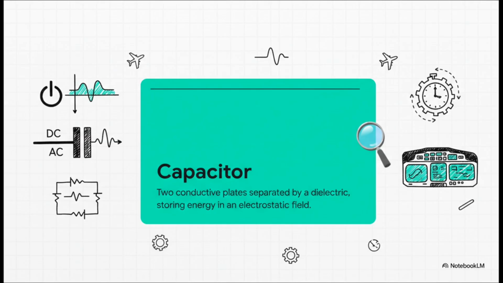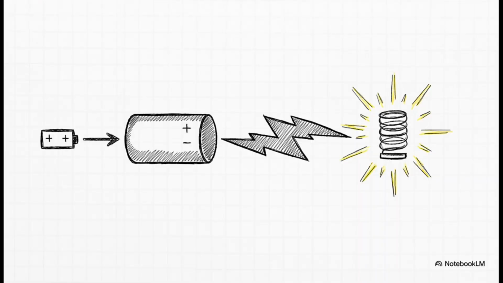It blocks the steady flow of DC, but it passes AC. This single characteristic makes it absolutely indispensable for things like power supply filtering, signal coupling, and building the precise timing circuits that all digital avionics rely on. The formula for energy stored in a capacitor is W equals 1/2 CV squared. Notice that V is squared. That means the energy storage capability is quadratically related to the voltage. Double the voltage, you get 4 times the energy.